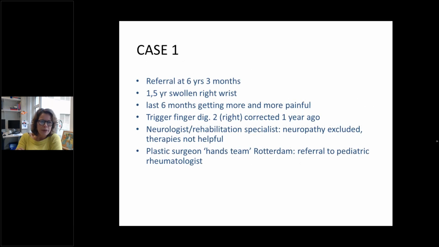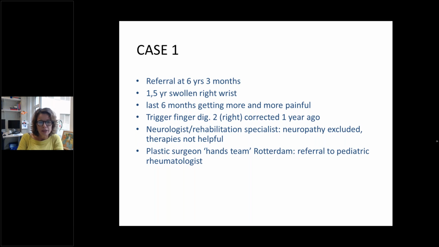I'm going to start off with a first case. This is a girl. She was referred at 6 years to our unit. She had a swollen wrist for quite some time. Normally, I see swollen wrists at 6 weeks or 12 weeks and hardly any longer, so this was really extraordinary. It also made me think, I always think doctors are doing a good job, so why would this kid be walking around with 1.5 years of a swollen wrist?